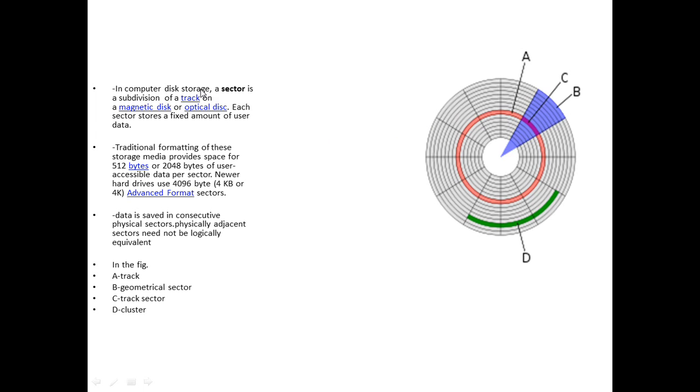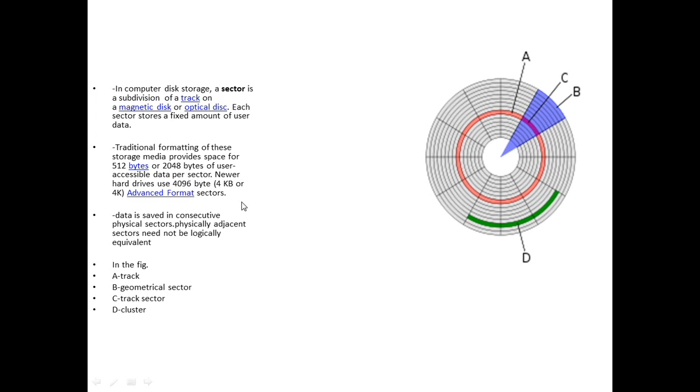In computer disk storage, a sector is a subdivision of a track on a magnetic disk or optical disk. Each sector stores a fixed amount of user data. We have discussed this earlier also. Traditional formatting of this storage media provides space for 512 bytes or 2048 bytes of user accessible data per sector. So this is the capacity of a sector. Newer hard drives use 4096. So in advanced format sectors the capacity is 4096 bytes.